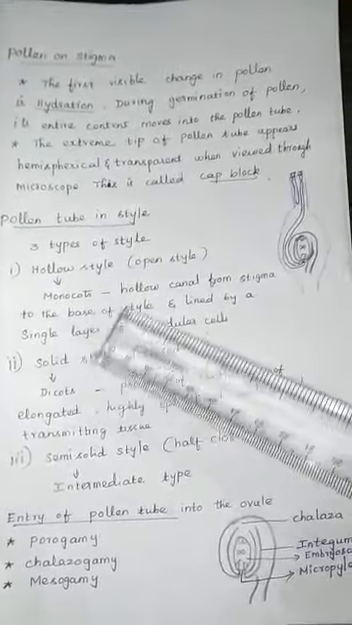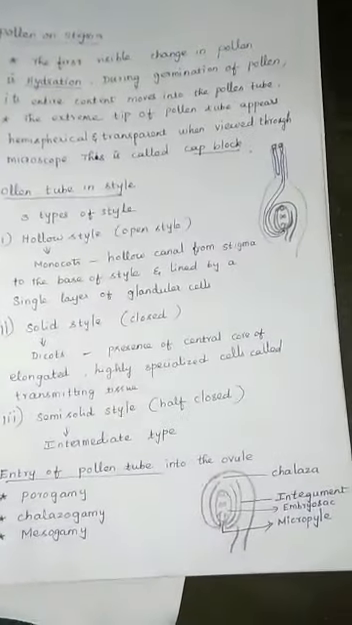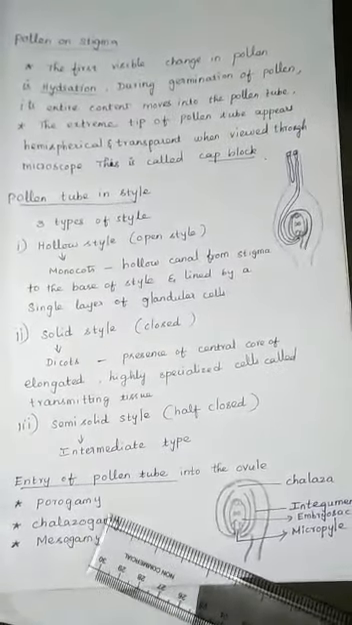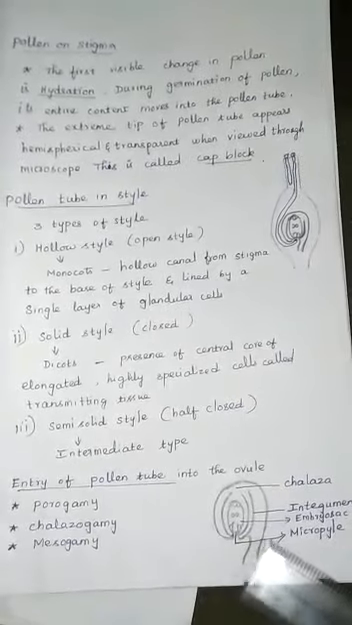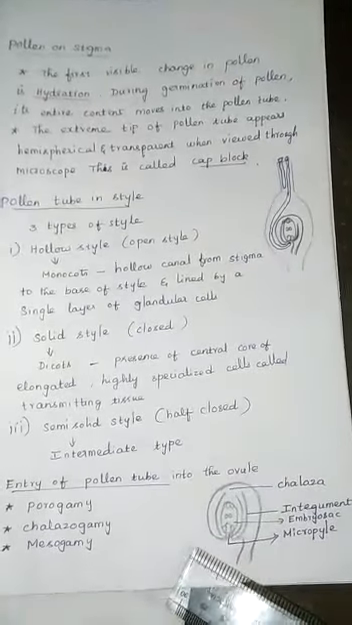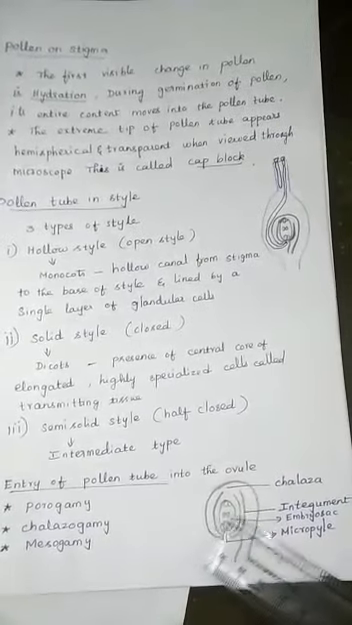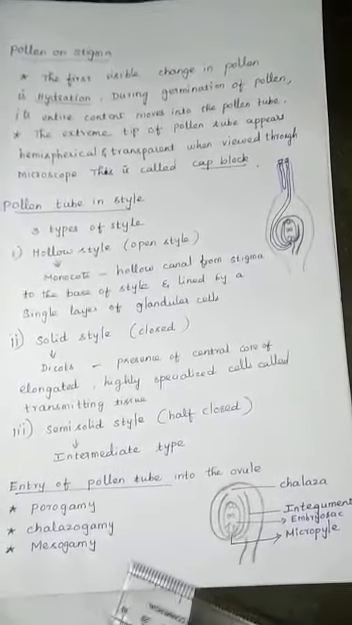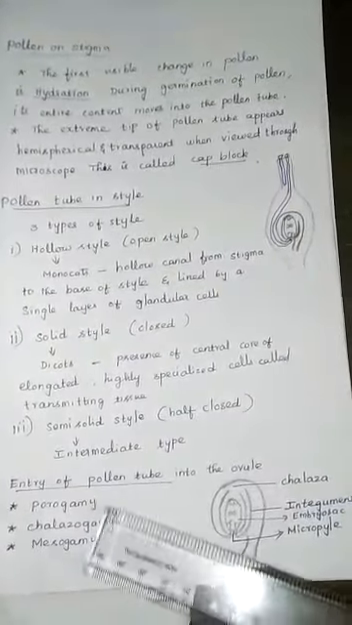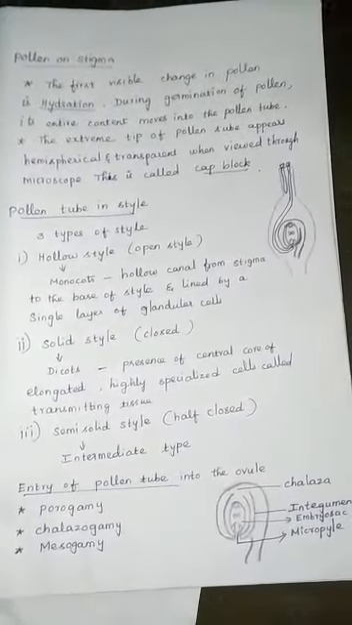Then the next one, how the pollen tube enters into the ovule. There are three ways it enters into the ovule: porogamy, chalazogamy, mesogamy. If it enters through the micropyle, it is called porogamy. If the pollen tube enters through the chalazal part, it is called chalazogamy. If it enters through the integument part, it is called mesogamy. So based on the part it enters, it is of three types: poro, chalazo and mesogamy.